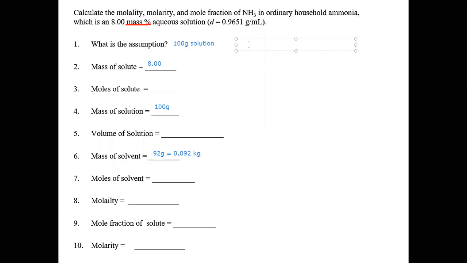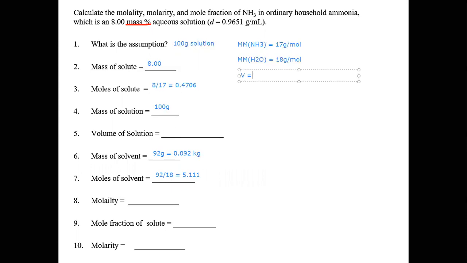Now the solute is ammonia, so we know its molar mass. And since it's aqueous, we know the molar mass of the solvent, which is water. So now we can find the moles of solute and the moles of solvent. So moles of solute, 8.8 divided by 17. So we got the moles of solute. We do the same thing for moles of solvent. We get 5.111. So now we have the moles of solvent. We have the moles of solute. The last thing we need is volume of solution.